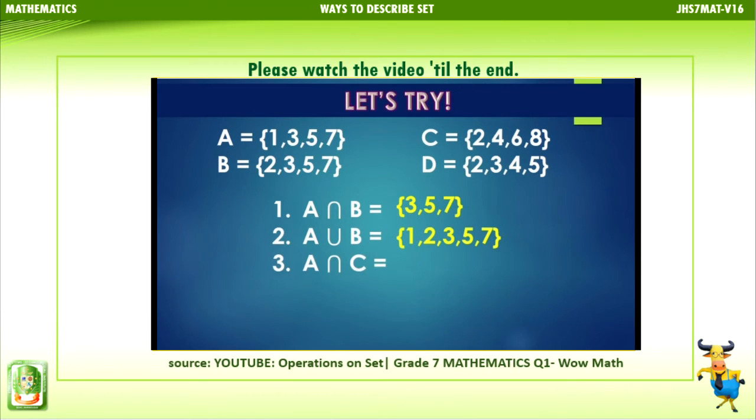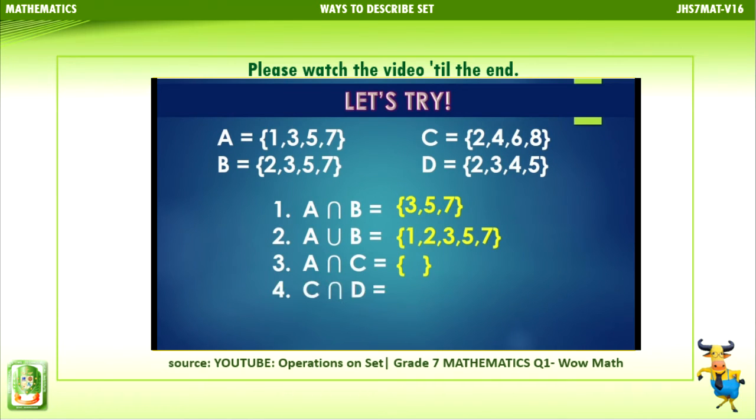Next, A, intersection C or the intersection of A and C. So, again, intersection ito. So, ano yung meron kay A na meron kay C? Meron ba silang parehong elements? Tingnan nga natin. So, si A merong 1, 3, 5, 7. Si C meron siyang 2, 4, 6, 8. Since wala silang common elements, therefore, the answer is an empty set. Kasi wala silang common elements.